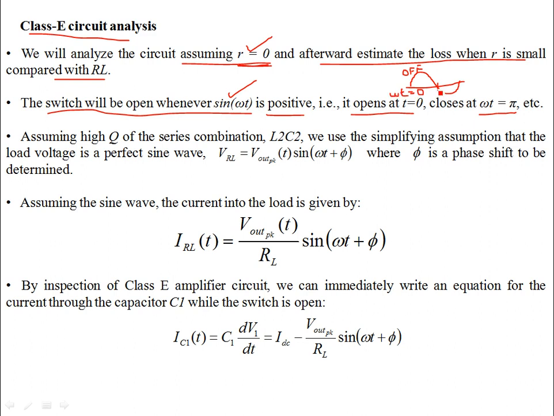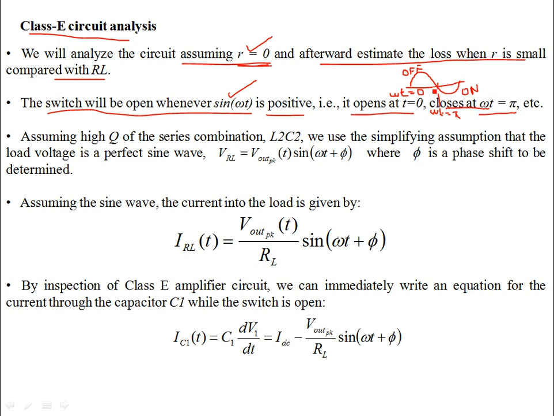And then at omega t equal to pi, so this is omega t, and this is omega t equal to pi, after the half cycle, the transistor is on. The switch closes, so the transistor starts conducting.